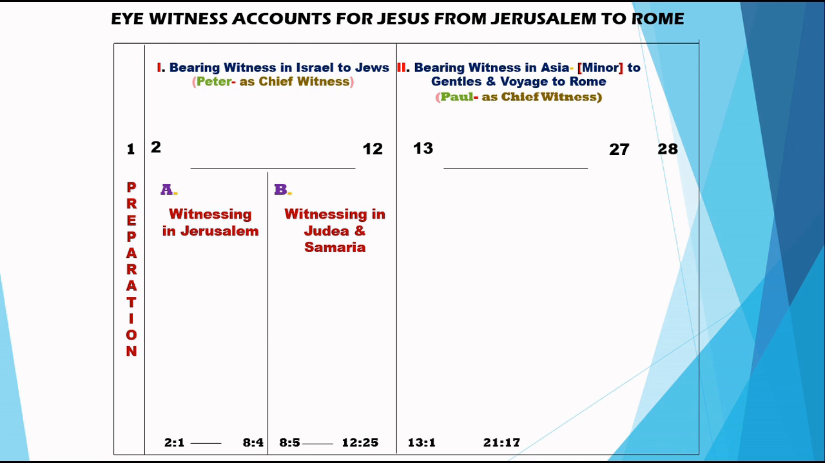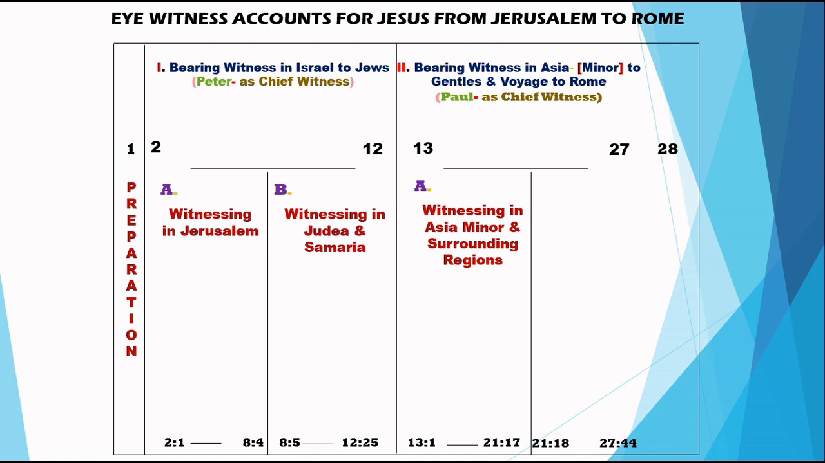And then also we look at the second division. The first section is from chapter 13, verse 1, all the way to chapter 21, verse 17. And my observation is that it's mainly focused on witnessing happening within Asia Minor and its surrounding regions. And I also label it capital A. And then we have the second section within the second division from chapter 21, verse 18, all the way to chapter 27, verse 44. And my observation is that this section is mainly focused on events of the voyage to Rome, and I label it capital B.